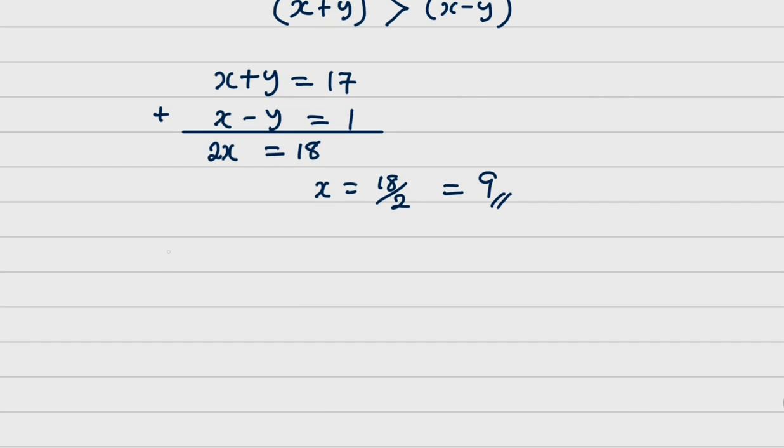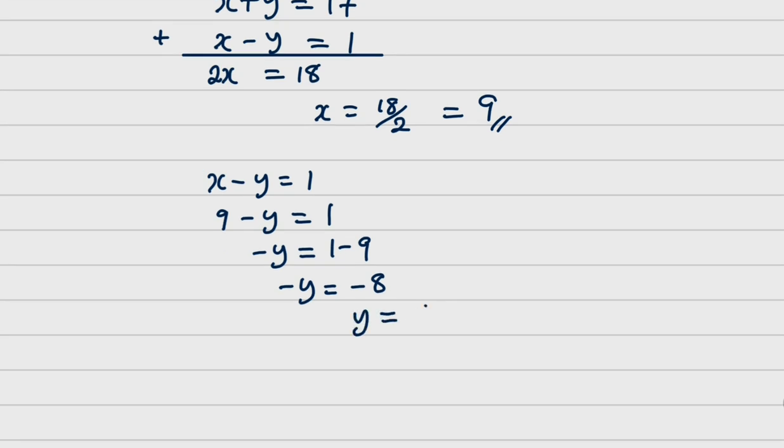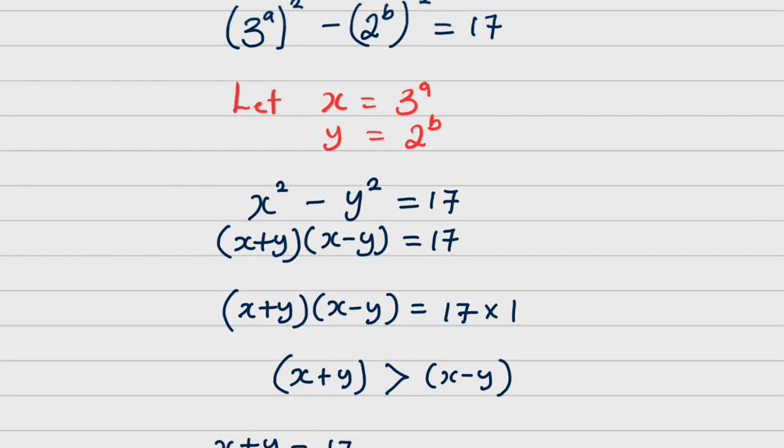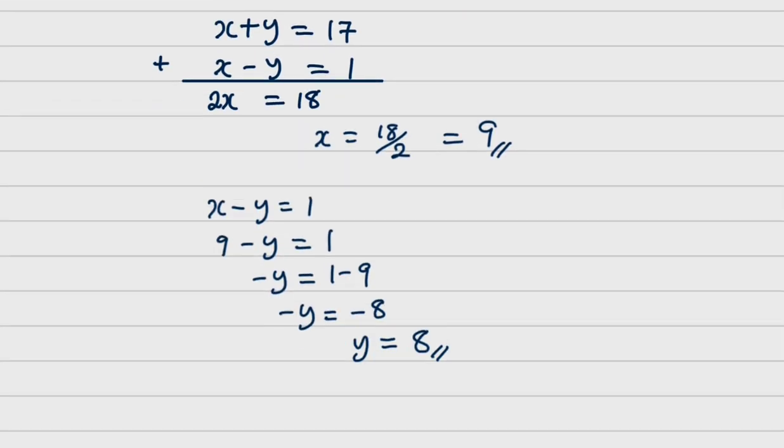Then I can get my y by saying x minus y is equals to 1. So I have 9 minus y is equals to 1. So minus y is equals to 1 minus 9. Minus y is equals to minus 8. So my y is equals to 8. Now, I've gotten my x and y. But recall, I actually introduced x and y. So I have to come down to this, where I said x is 3 raised to power a and y is 2 raised to power b.